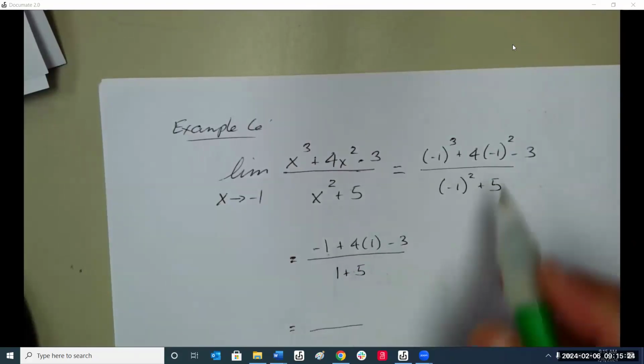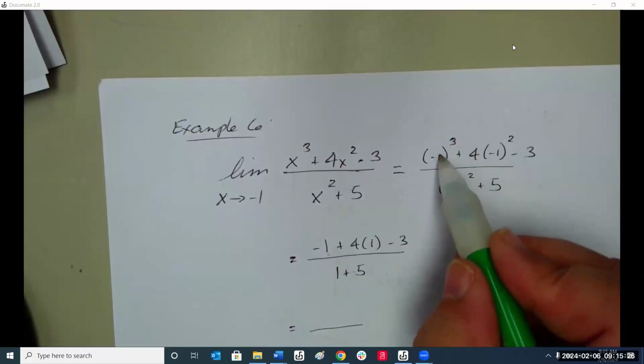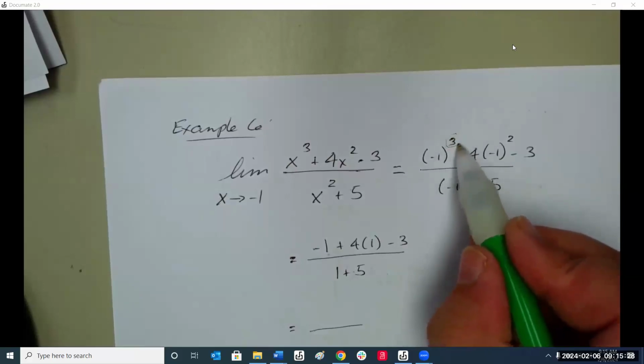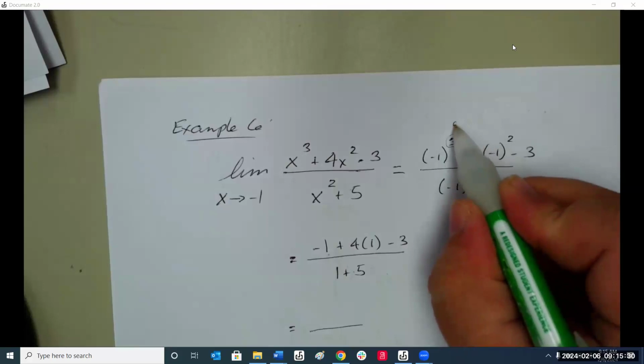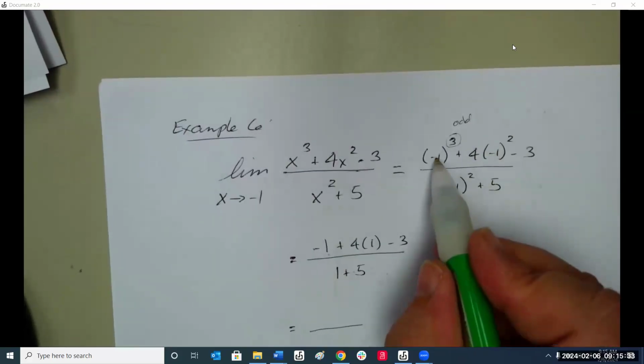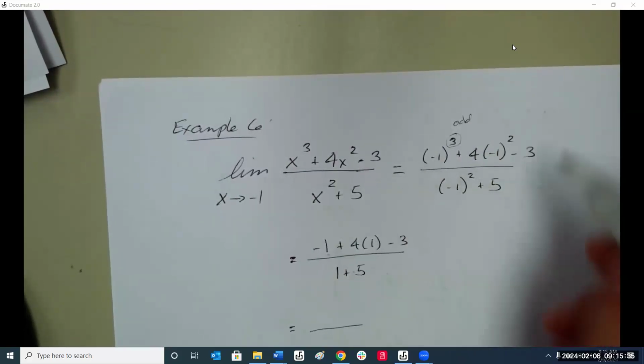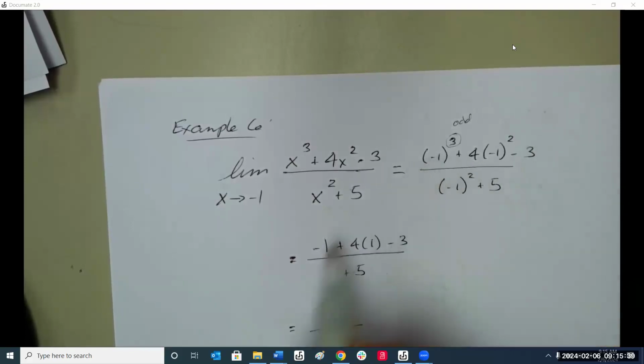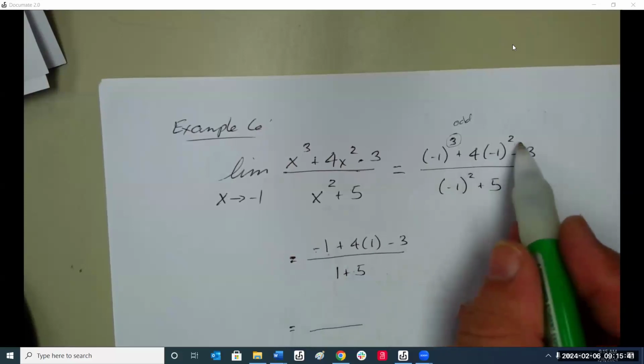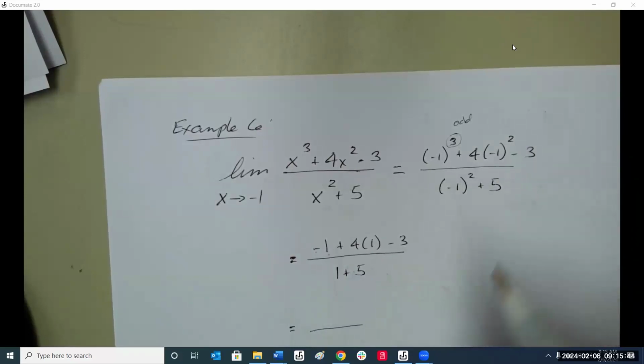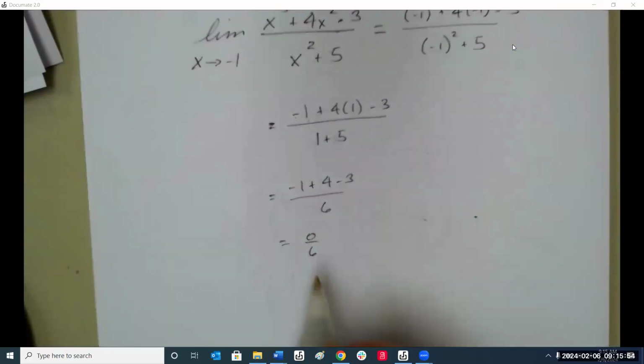Algebraically, if you have a negative number inside a parenthesis and the exponent is odd, then the answer will be negative. If it's even, it's going to be positive. So since these are ones, all I do is put a -1. That one doesn't change. That one doesn't change. So we have -1 plus 4 minus 3 over 6. 0/6. What is 0/6?